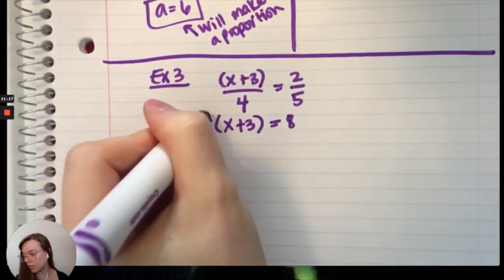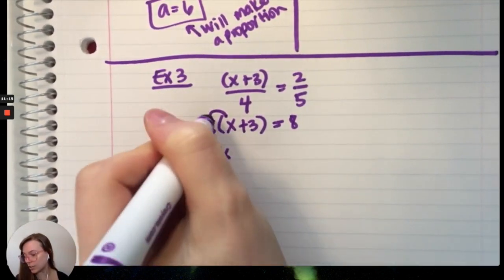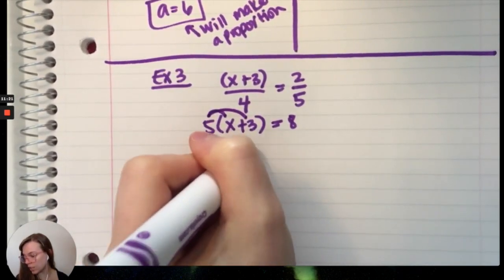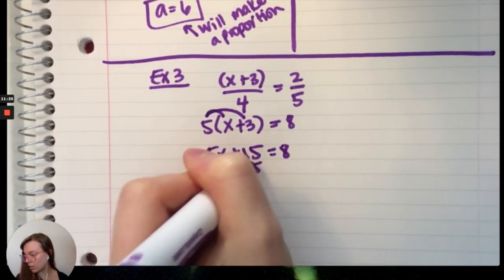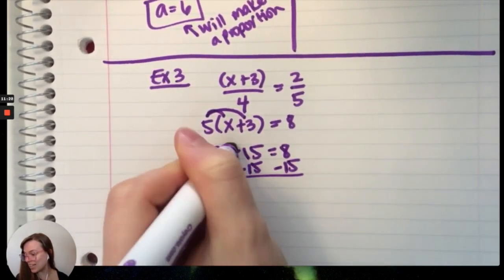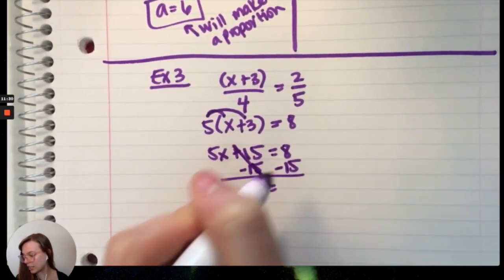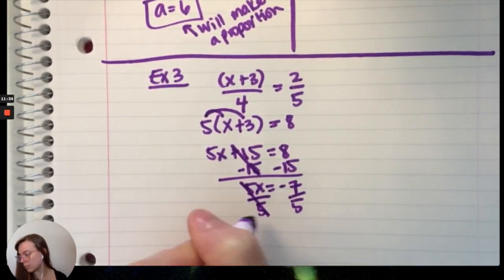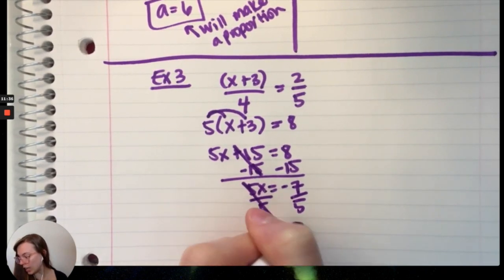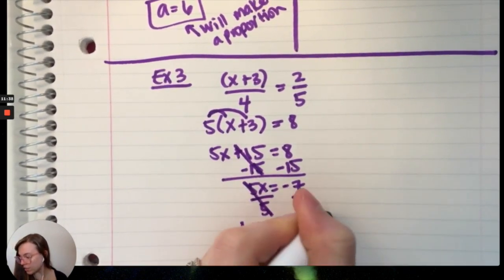So when I distribute, if it helps you, draw the rainbows as you do it. 5 times 3 is 15 equals 8. And then I'm going to subtract 15. Making sure that it equals 0, the additive identity. Negative 7 divided by 5 must equal 1 because it's the multiplicative identity, and I end up with negative 7/5.